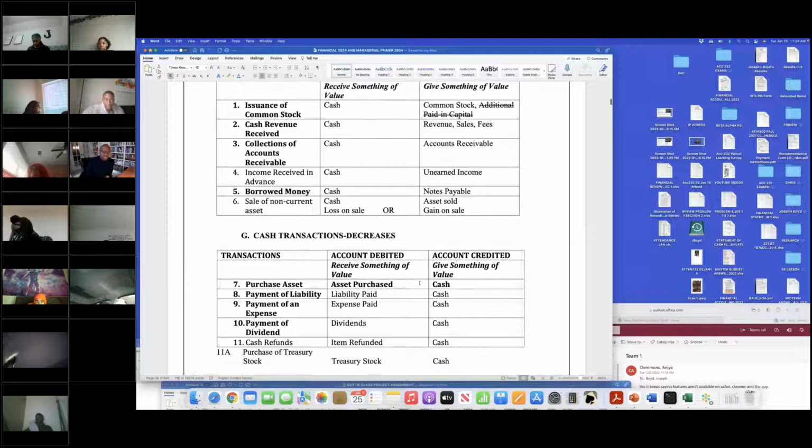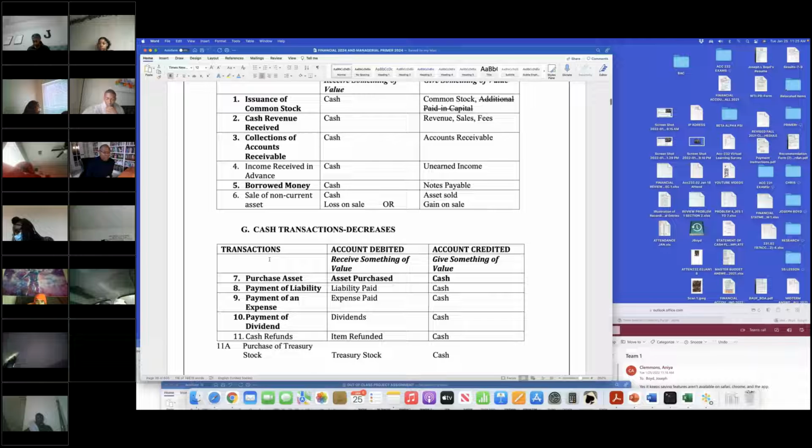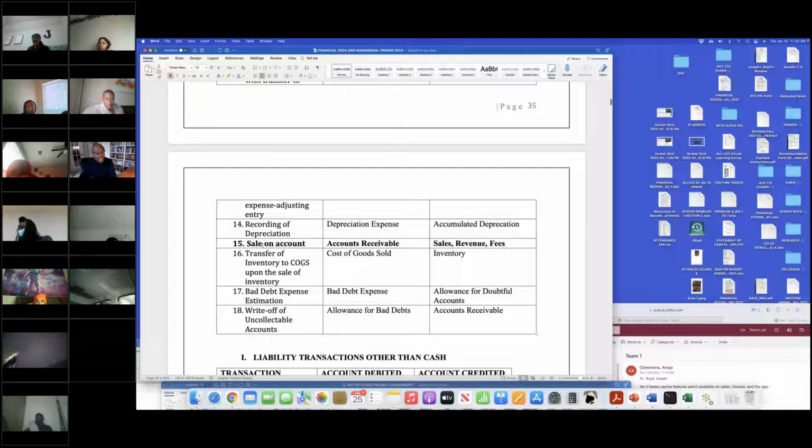So when you see a transaction, it's going to be a 1, 2, 3, a 5, a 7, 8, 9, a 10, a 12, and a 15. So when you first read those transactions, you'll be selecting one of those numbers as the type.